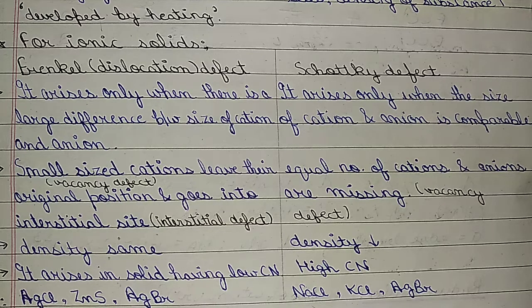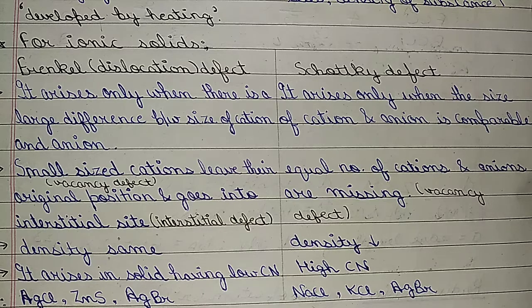This defect arises only when there is a large difference between the size of the cation and the size of the anion. In this defect, small sized cations leave their original positions, and in this way a vacancy defect is created. And these same small sized cations which leave their original positions go into interstitial sites, and in this way an interstitial defect is created. It means vacancy and interstitial, both defects are created in dislocation defect. Density remains the same. This defect arises in solids having low coordination number. Examples are silver chloride, zinc sulfide, and silver bromide.